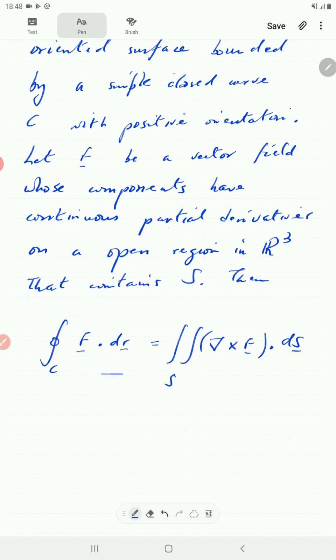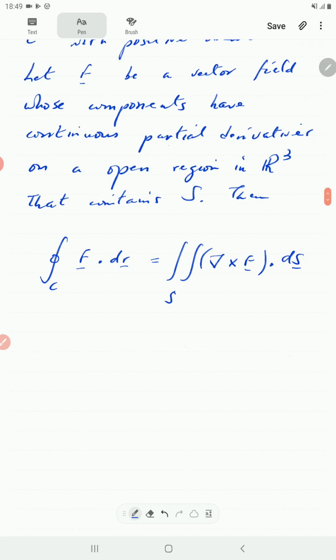Then this contour integral of work done in moving an object around C is going to be equal to the double integral over S of the curl of F dot dS.